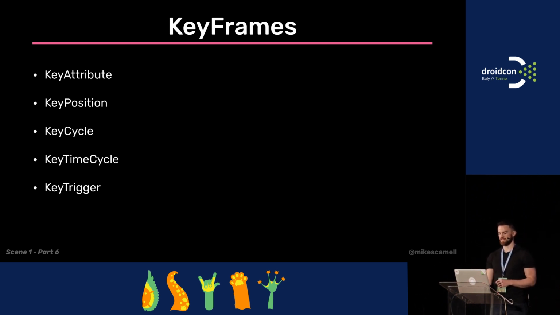Key time and key time cycle allow us to add some interesting cyclical effects to our animations and transitions using waves. Think of things such as bouncing or shaking. And finally, key trigger allows you to call a function on a widget at a certain time in the animation. For example, calling hide on a floating action button when you're swiping down.